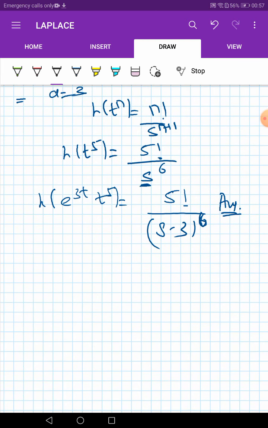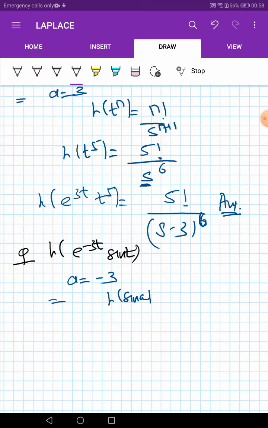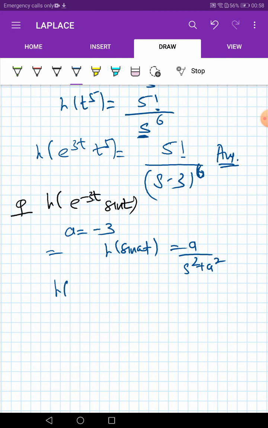Now let us solve one more problem to understand it more clearly. The question is to find the Laplace function of e power minus 3t sin t. Now it is in the form of e power at f of t, where a will be equal to minus 3. What is the Laplace function of sin t? The Laplace function of sin at is a by s square plus a square. Here a is equal to 1, so the Laplace function of sin t is 1 by s square plus 1.